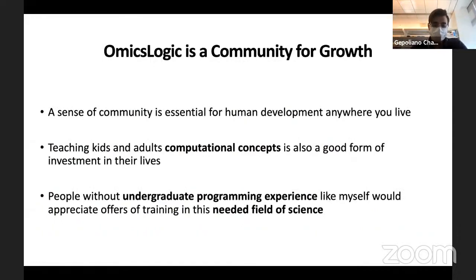So with all this experience, I think it's very important to have a sense of community for human development in any area that you work, in anything that you do. And particularly in the bioinformatics field, it is also important to teach kids and adults computational concepts because it's a form of investment in their lives. As we said, I come from an undergraduate background where I didn't have any exposure to computational programming. So it's really important to provide people with that type of training in a field of science that in my mind, and I guess many of you would agree with me, is so needed these days.